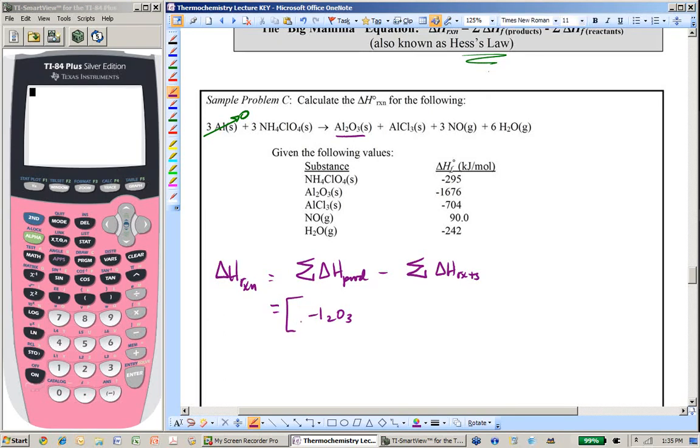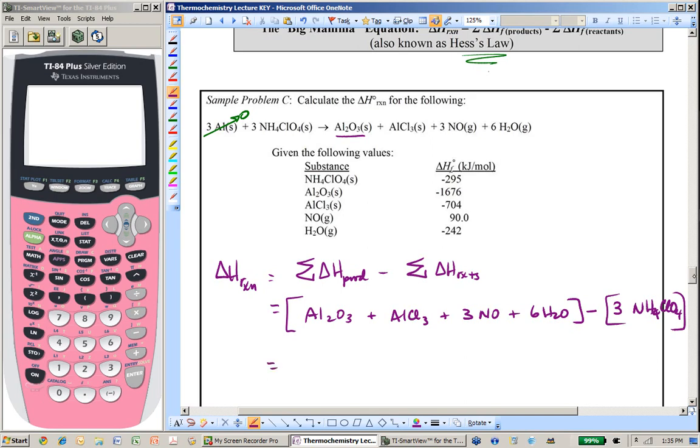I don't like to put the parentheses at this stage. Some books do. AlCl3 is another. 3 times NO, and 6 times H2O. Those are all the sum of the products minus the 3 times the NH4ClO4, ammonium perchlorate. And I don't have to do the aluminum because its value is a 0. It simplifies my life a little bit.